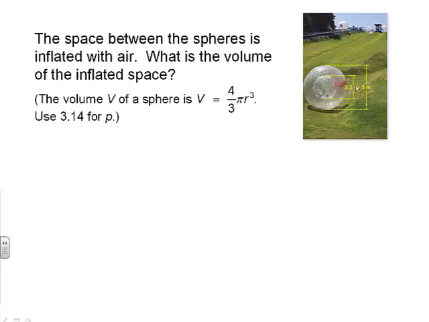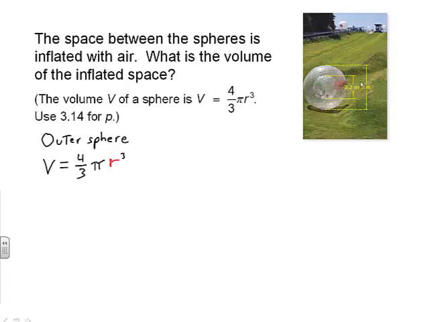We're given the diameters of each sphere in the picture, so what we can do is use those diameters to find the volumes of the spheres and then find the difference of the volumes. Let's start by finding the volume of the outer sphere, and we can use the formula given here in the problem for the volume of a sphere. In the formula, V equals 4/3 pi times r to the third power. R represents the radius of the sphere.